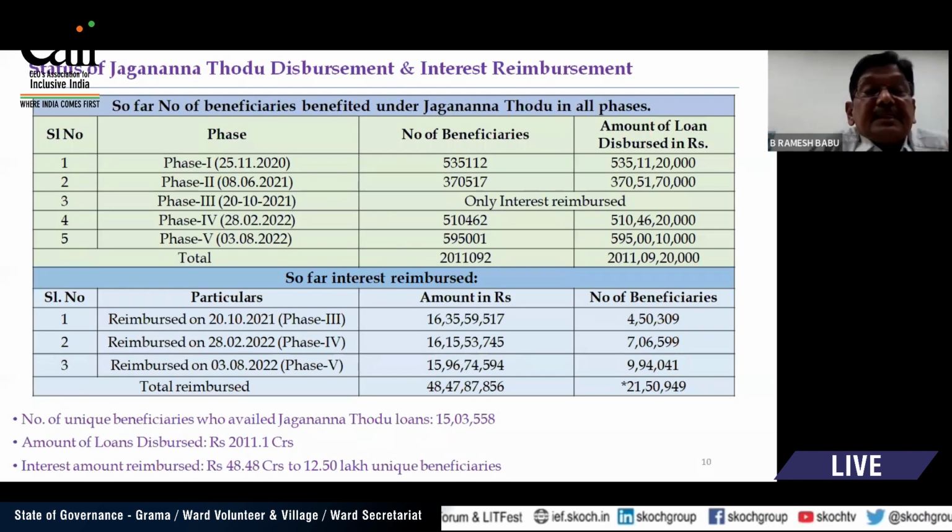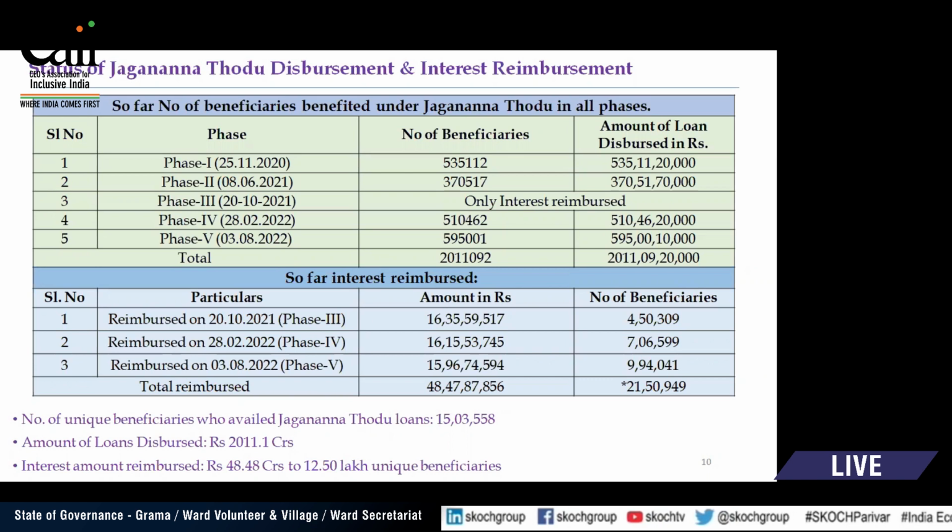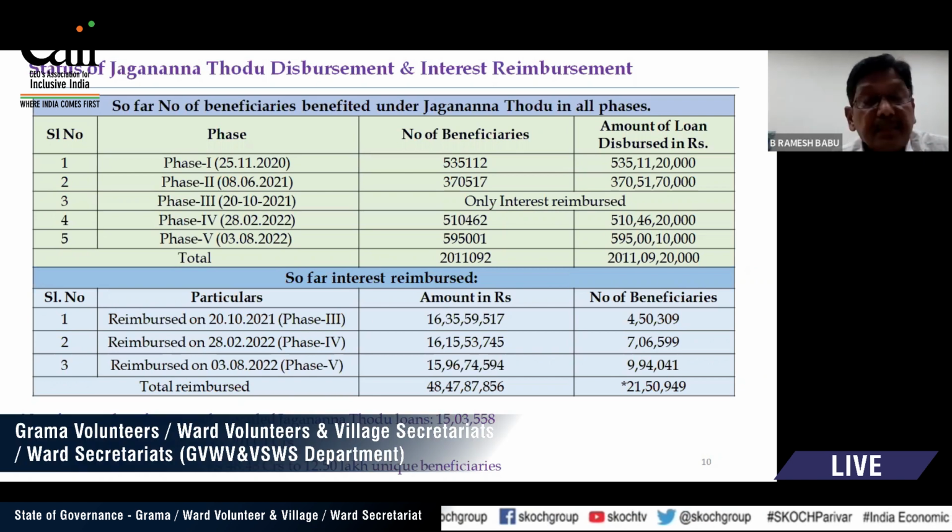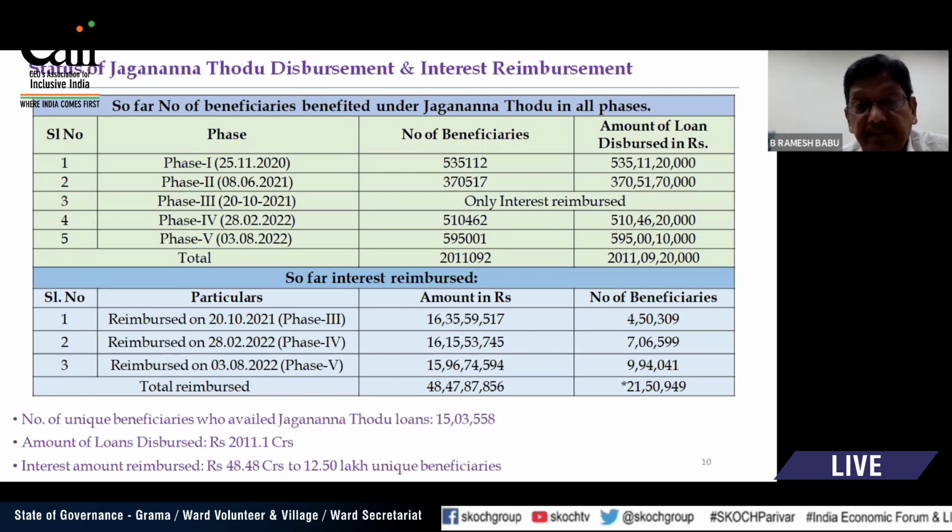And the scheme was launched for the first time by the Honorable Chief Minister on 25th November 2020. So far, we covered 20 lakh beneficiaries. Out of 20 lakh beneficiaries, 15 lakhs are unique beneficiaries and 5 lakhs are beneficiaries who renewed. Sir, sorry to interrupt you. You have another 1 minute. No problem. Yes. Interest also reimbursed so far is 48.48 crores to these beneficiaries.